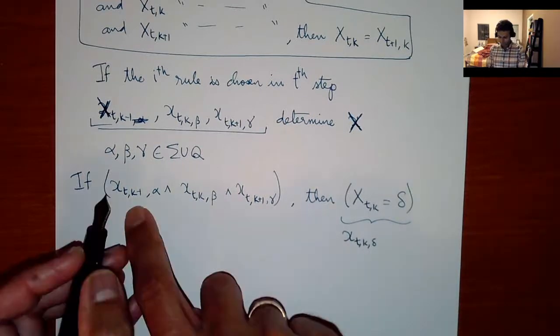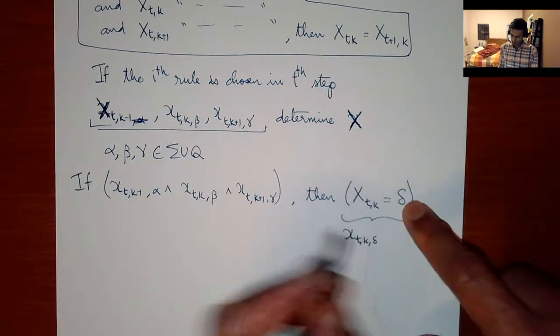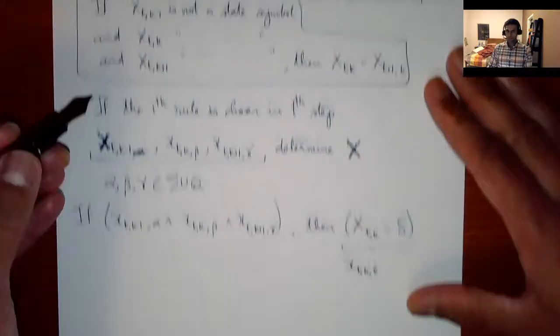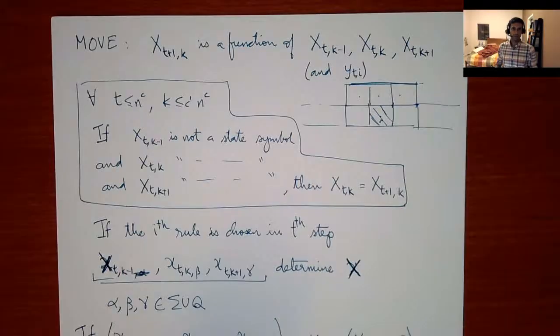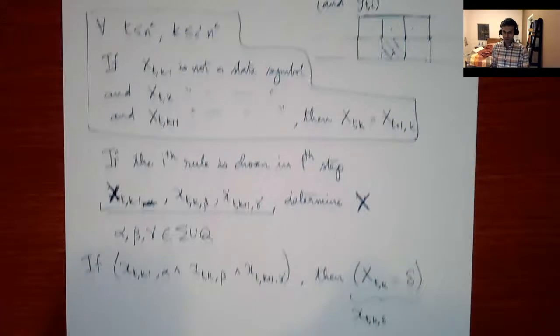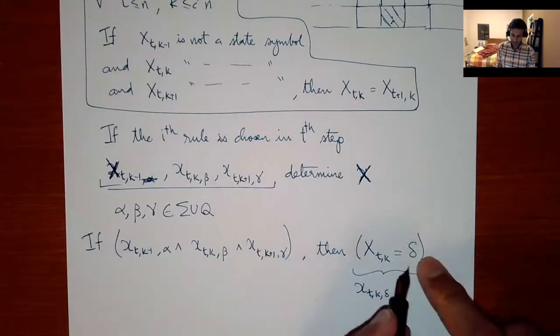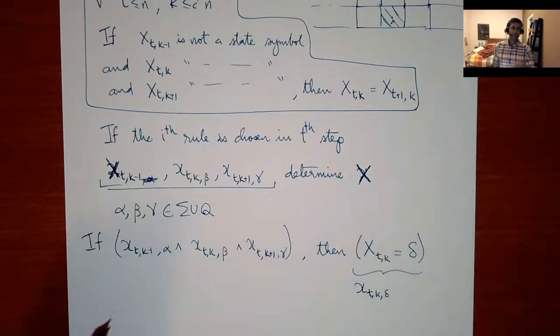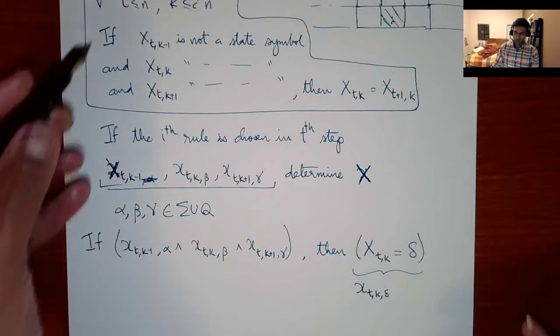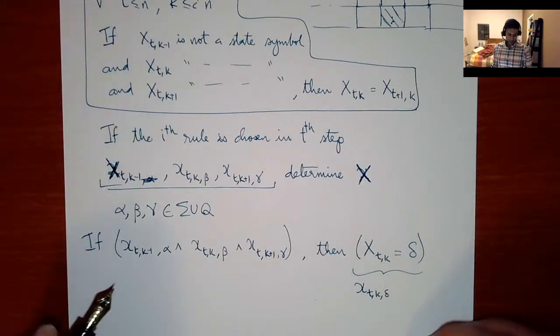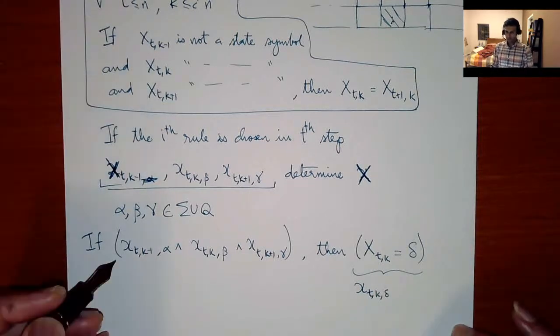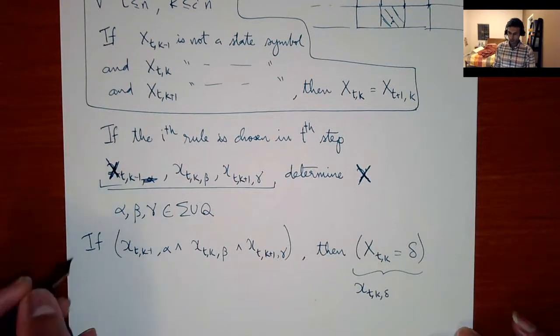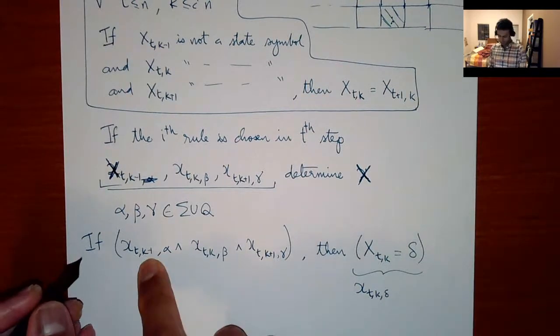Right, so if these are true, what is delta given alpha, beta, gamma? That depends on what the transition table tells you. Indeed, if none of these were a head symbol, then delta is equal to beta. If one of these is a head symbol, then it depends on what the transition is doing. So if you put all these rules together, you do an AND over all possible values of t, k, alpha, beta, gamma.